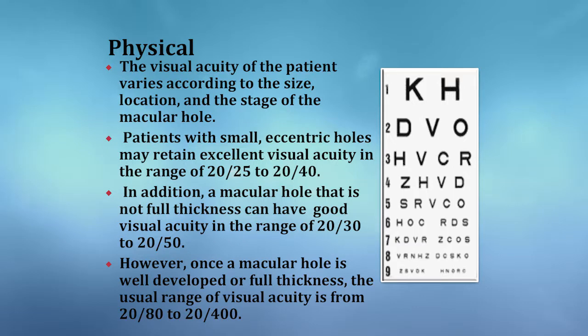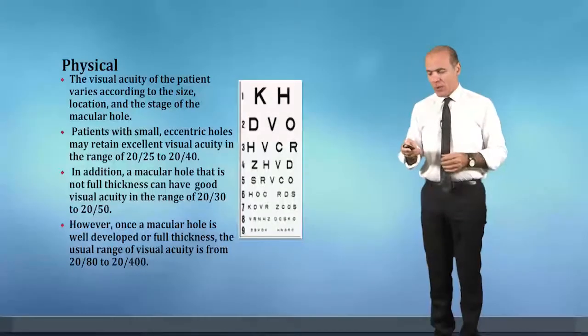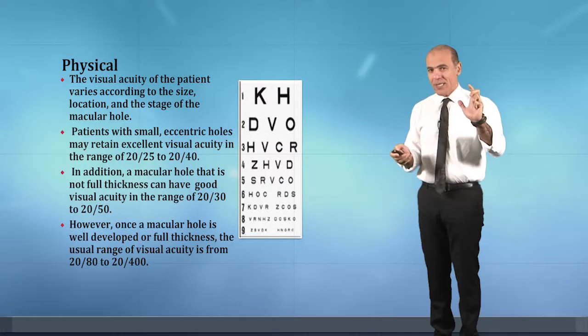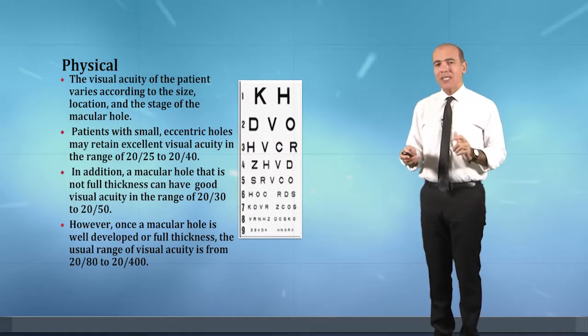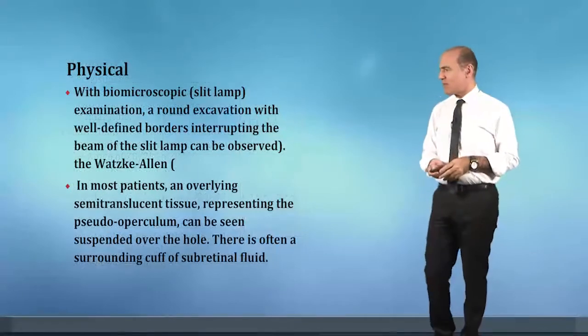In addition, a macular hole that is not full thickness can have good visual acuity as well, in the range of 20/30 or 20/50 at maximum. However, once the macular hole is well established and well developed, a full thickness hole, visual acuity usually ranges from 20/80 and less, up to even 20/400 or even less if a detachment happens. So the presentation regarding vision varies with the macular hole according to the size, site, and configuration of the hole itself.